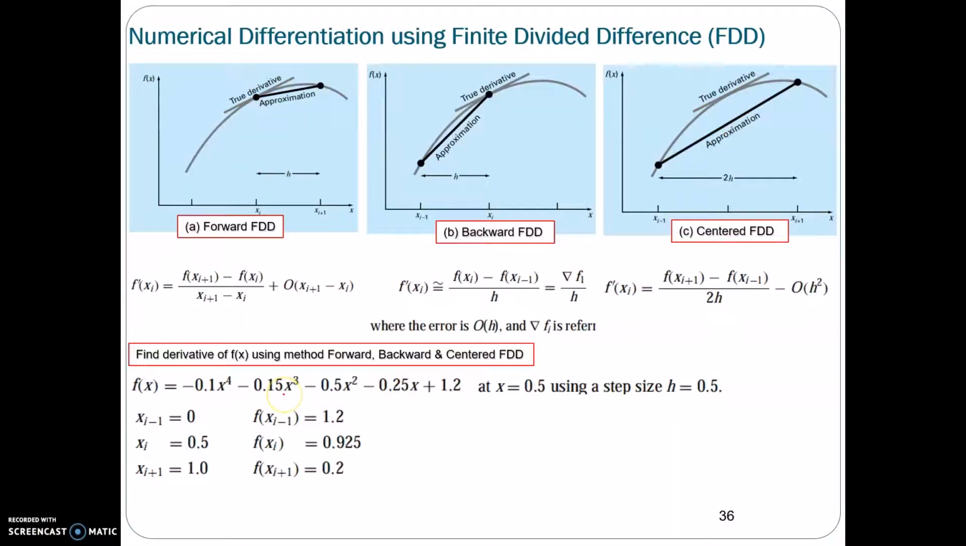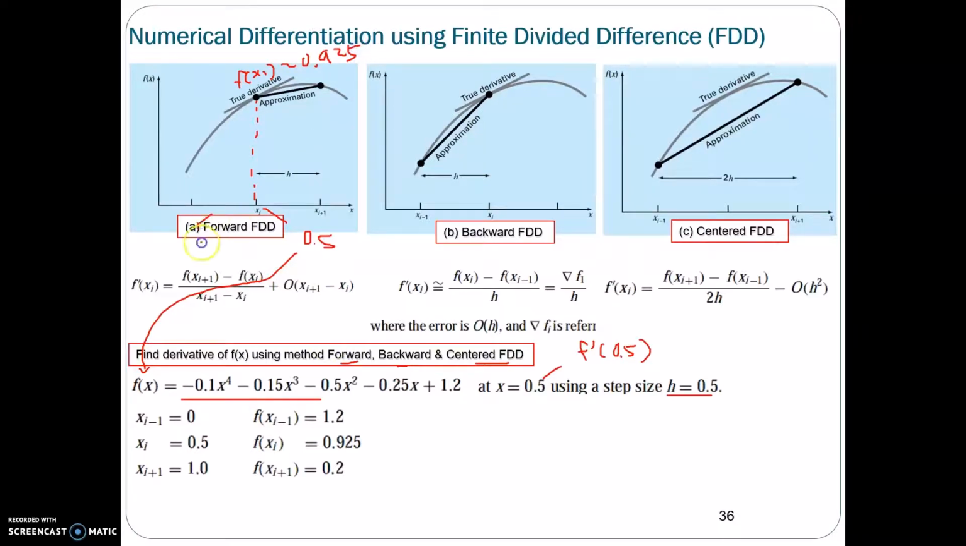This is the example that you solved before. The f(x) function is given, and you are going to find f prime at x equal to 0.5. And we are going to find the derivative by using the forward, backward, and center finite divided difference methods. So in this case, we are using the step size h equal to 0.5, and you have xi equal to 0.5 here. Substitute inside this function, and you obtain your f(xi) here to be 0.925.